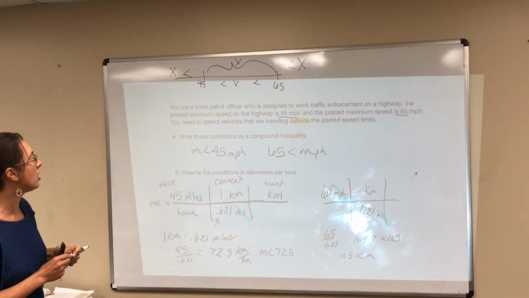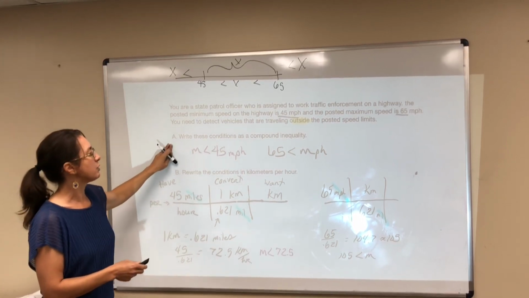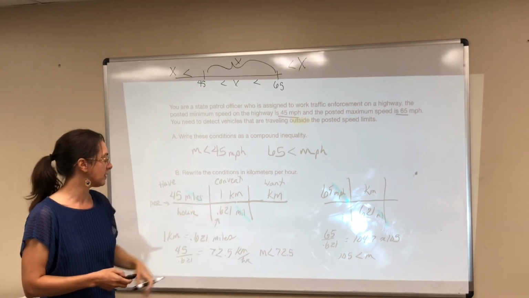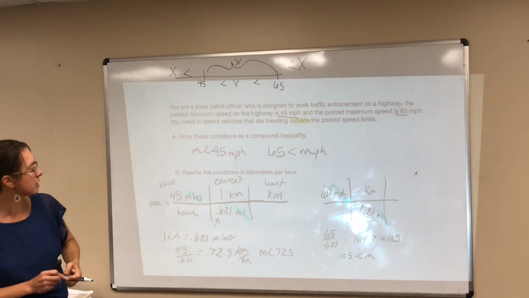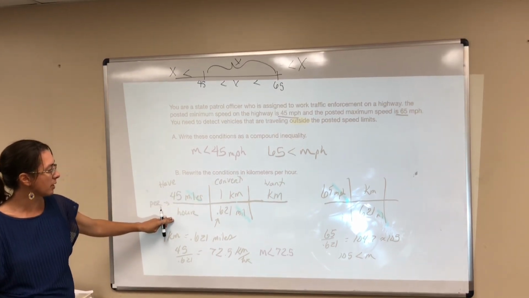So if they are, oh, it was for kilometers. So there's a couple different things. So then we would just use our conversion factors if they want to convert this to kilometers per hour. So we start with 45 miles per hour.